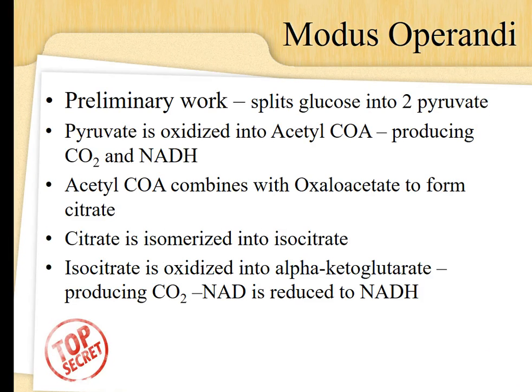Let's take a look. Initially, before the Krebs cycle even becomes involved, glucose is split into two pyruvate. The pyruvate is oxidized in the Krebs cycle into acetyl-CoA, producing CO2 and NADH. Acetyl-CoA combines with oxaloacetate to form citrate. The citrate is isomerized into isocitrate. Isocitrate is oxidized into alpha-ketoglutarate, producing CO2. NAD is reduced to NADH.